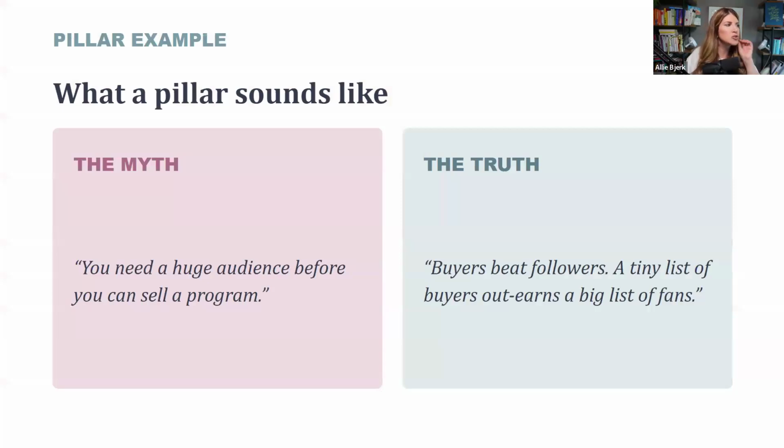So the pillar is usually, for example, you need a huge audience before you can sell a program. And I would say, no, you just need a tiny offer to bring in new people that will then enroll in your higher ticket programs. A tiny list of buyers can out-earn a big list of fans. So that's me overcoming a myth that a lot of people believe, like, oh, I have to do all this organic content before I can grow a business online. Actually, you just need one clear entry point, even if it's tiny, that you can then ascend into your next thing.